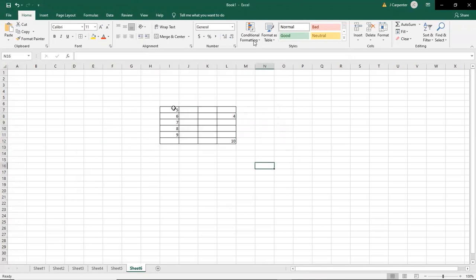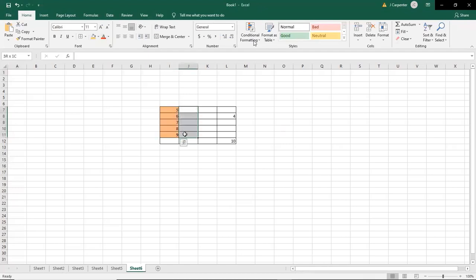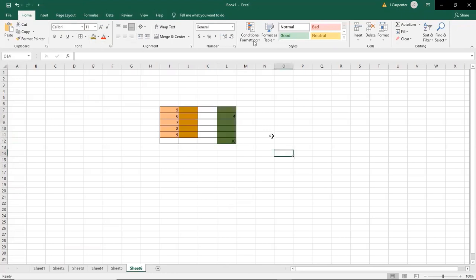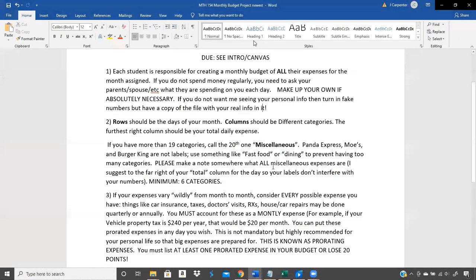And then maybe Alex comes in and he decides that he wants this column to be orange, and then he wants this column to be yellow, and he wants this column to be green. Again, I'm not going to be grading on that. You're not being graded on anything having to do with color, outlining, bolding, shading, none of that stuff. You're graded on all the details I have talked about on that sheet. And again, you can download this sheet from Canvas.